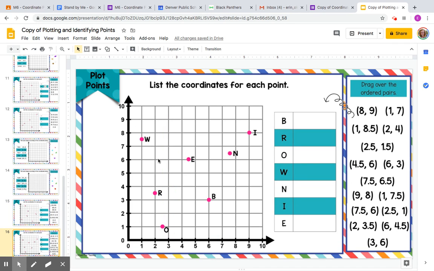And then you have one final slide. Again, some of them are sitting in halves. Please be mindful of that. There is no exit ticket today, so really be careful looking at your work on your coordinate plane. Make sure you're dragging everything correctly and just doing your absolute best. Good luck.